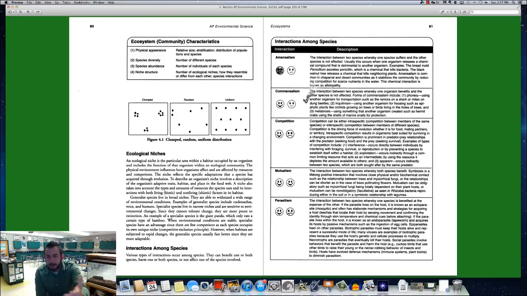It says example types of competition include interference, where individuals interfere with foraging, survival, or reproduction, preventing the species from establishing itself within a habitat; or exploitation, which occurs indirectly through some sort of common limiting resource that acts as an intermediate between the two. And then apparent competition, which occurs indirectly between two species where they're both sought after by the same predator. So those are a couple different types of competition as well.